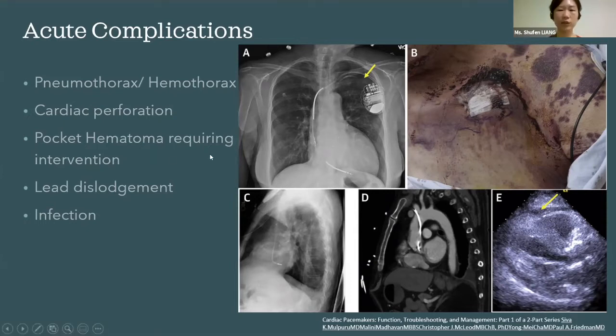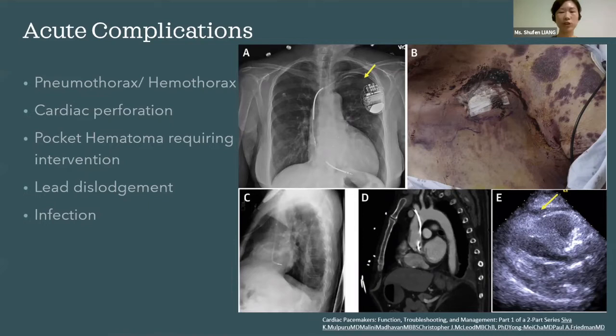Or if the patient has AF and is on anticoagulation, then you can have a pocket hematoma, and if it's too big, then it might require intervention. But some doctors might be more conservative and want to let it subside by itself. So this is a picture of the hematoma here, and then you can have lead dislodgement.